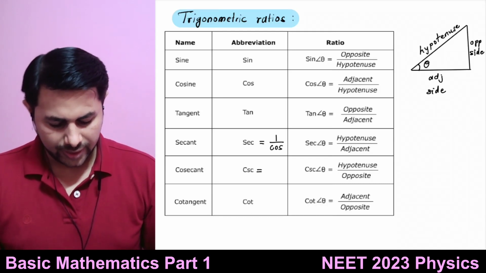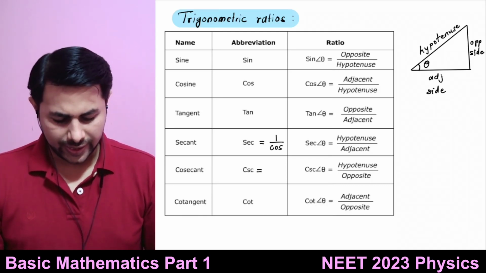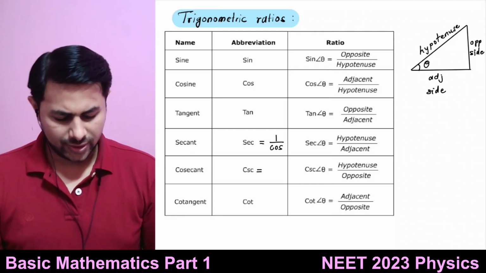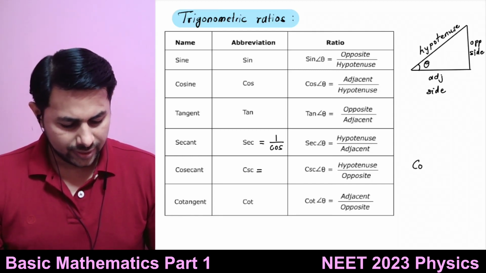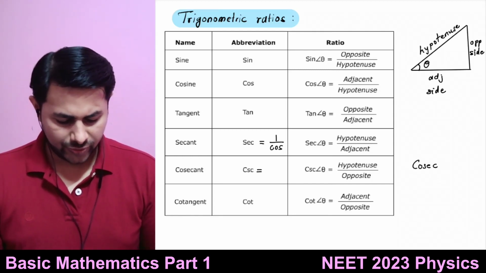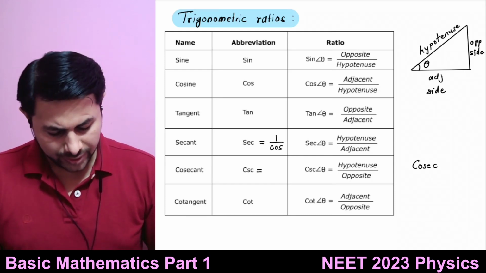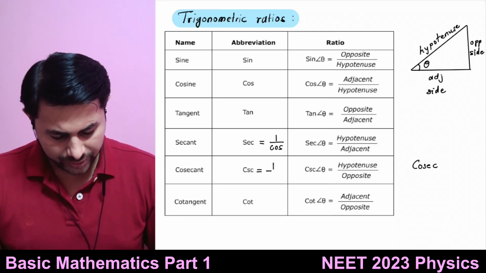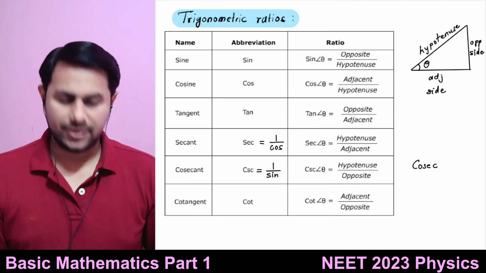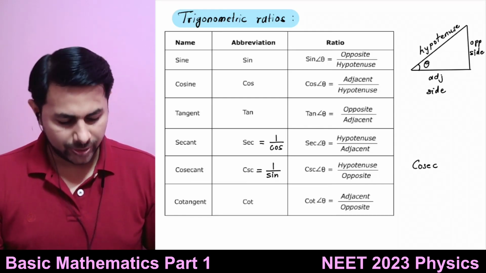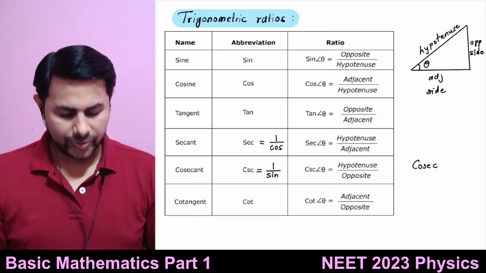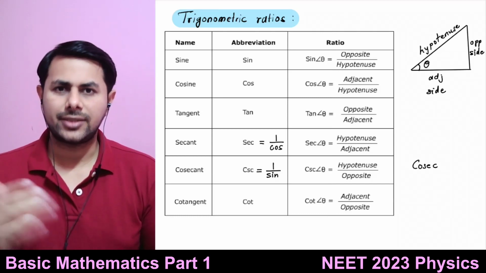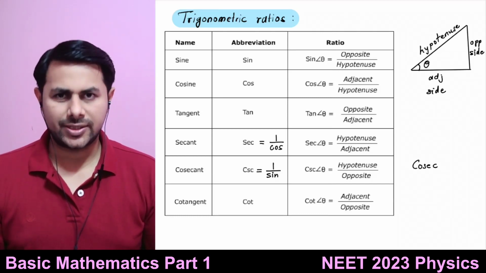Okay, then next is cosec. I can write it as CSC, or I can also write it as cosec, whichever way you prefer. It is 1 over sine. Sine is opposite side divided by hypotenuse. So cosec will be 1 over sine, that is hypotenuse upon the opposite side.